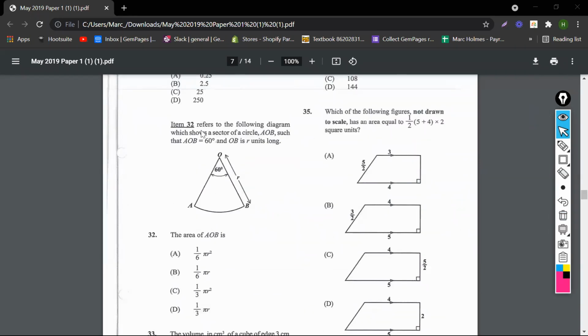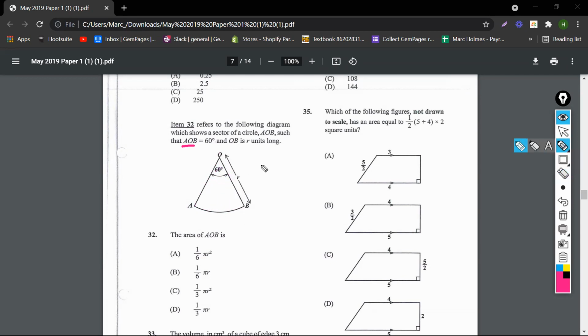It says 32 refers to the following diagram, which shows a sector of a circle AOB such that AOB is 60 degrees. So guys, what's the area of this sector here? That's what they ask us for. They're asking us for the area of the sector. It's so easy to find, guys.